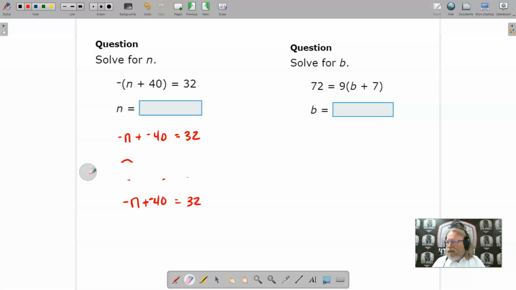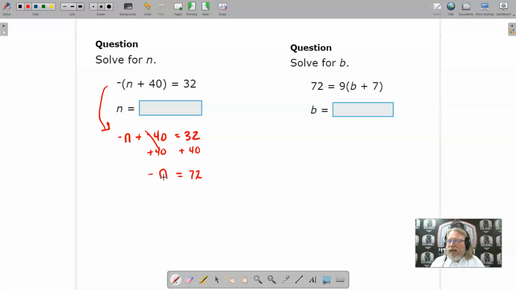So I'm going to go ahead and erase this here, and we realize that from here to here, I've just gone ahead and either took the opposite of everything on the inside or distributed a negative 1 into it. Now, the next thing I need to do is get rid of this negative 40 here, right? So let's add 40. So what I do to one side, I have to do to the other. And whenever I do that, these are going to cancel each other, leave me with just negative n. And 32 plus 40 is going to be 72, right?